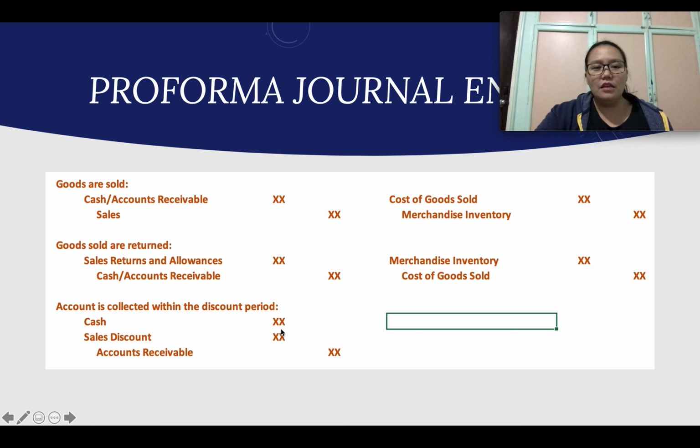And then lastly, if the account is collected within the discount period, our entry is to debit cash, debit sales discount, and credit accounts receivable. Now, there is no corresponding entry to update our inventory account, because there is no physical flow of goods whenever we give cash discount to our customers.